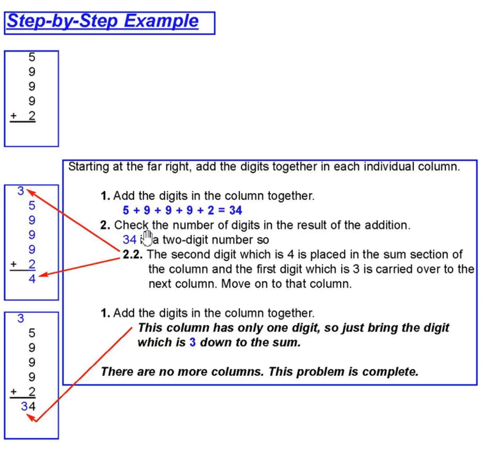Next, check the number of digits in the result of the addition. 34 is a 2-digit number.